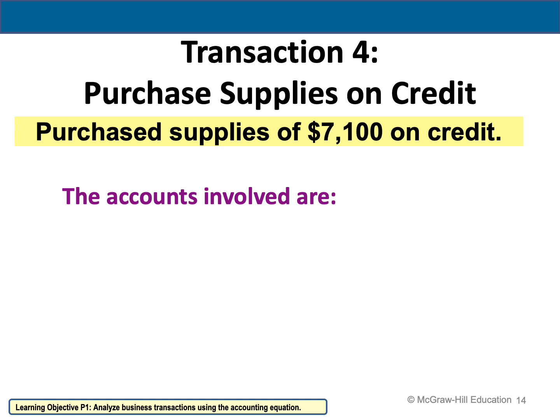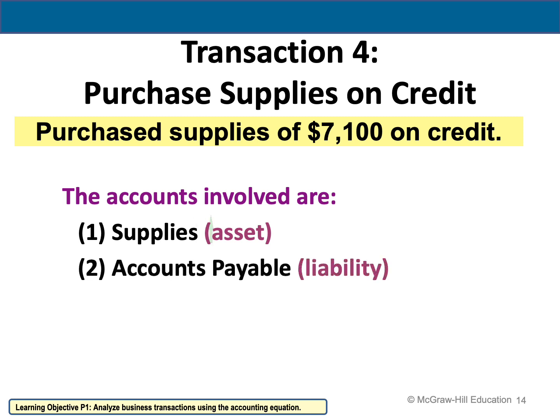Of course, because I purchase supplies, my supplies are going to increase, and supplies is an asset. But because I purchase on credit, it means I have an accounts payable. Why accounts payable? Because I purchase on credit. It means I did not pay yet and I have to pay. So now my responsibility or my liability or my obligation is increasing as well.